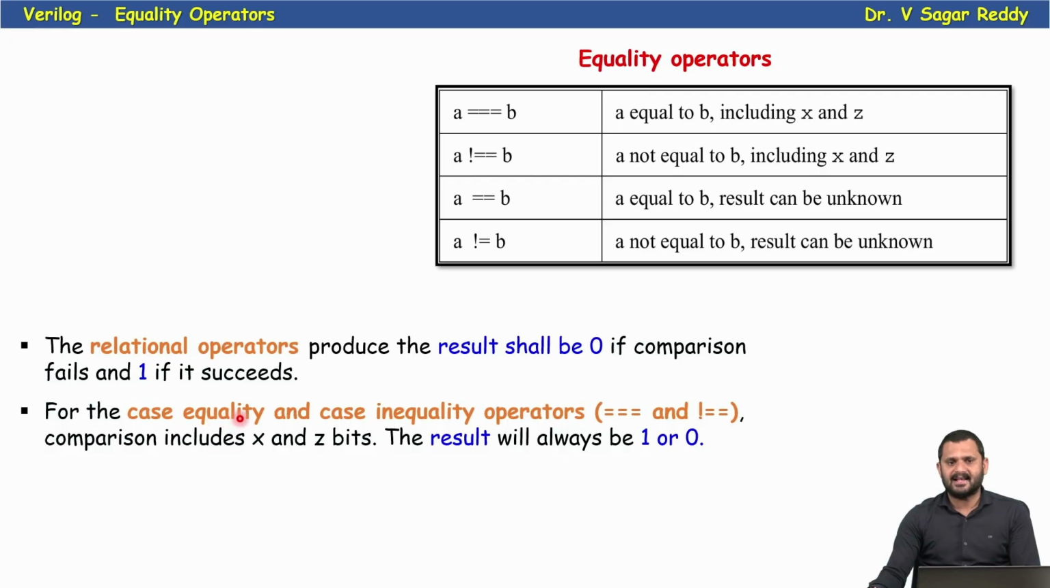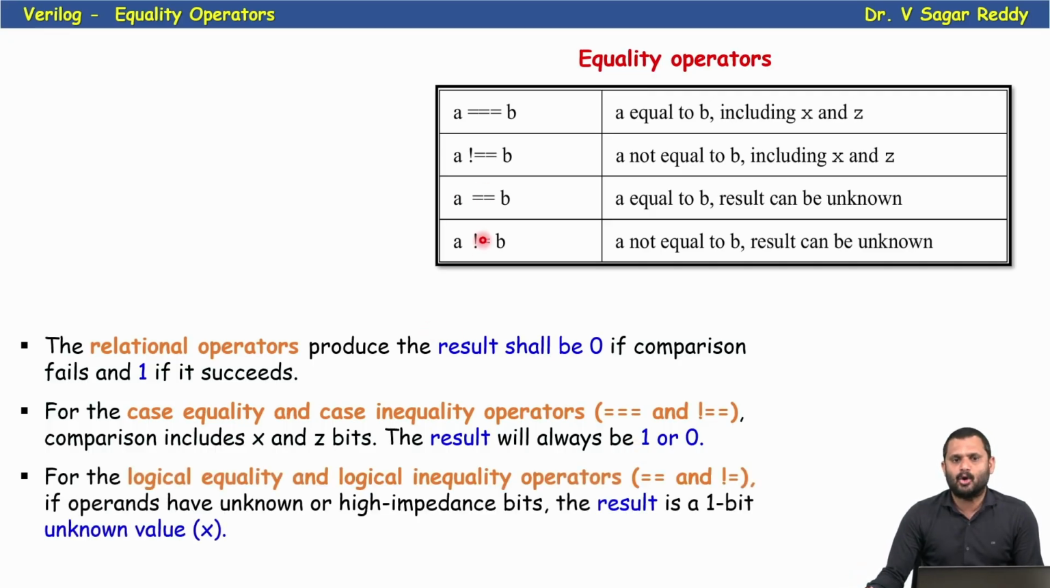So for the case equality and case inequality operators, this one is a case equality, this one is a case inequality. In the case equality and case inequality operators, the comparison includes x and z bits. So we compare whether it matches with x and z also. So the result will always be 1 or 0. The result is not unknown in the case of case equality and case inequality operators.